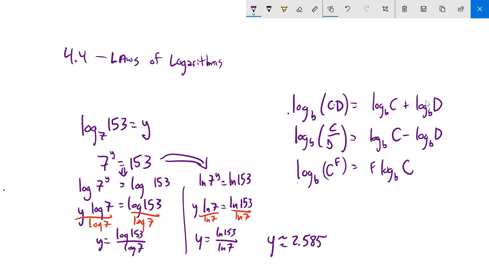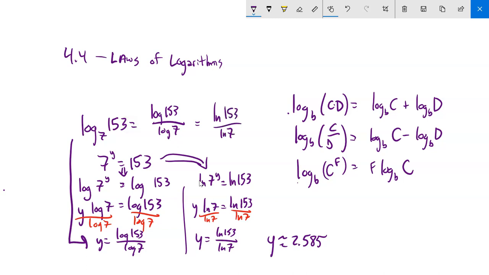Notice what happened, and this would happen even if we didn't have 7 and 153. If we had different numbers here, we'd still end up with log of whatever was here, divided by log of the base, or natural log of that input divided by natural log of the base. The steps would always be the same no matter what the numbers are. And our choice to use log base 10 was arbitrary. We could have chosen log 9, but we don't have a log 9 button on the calculator, so it doesn't help us. But we could have used natural log. We have that button, and that helps us. So either of those work.